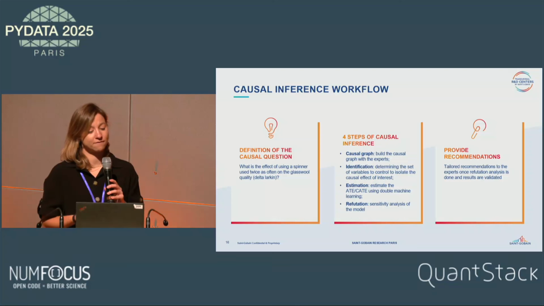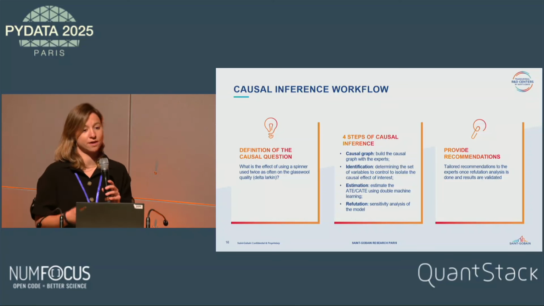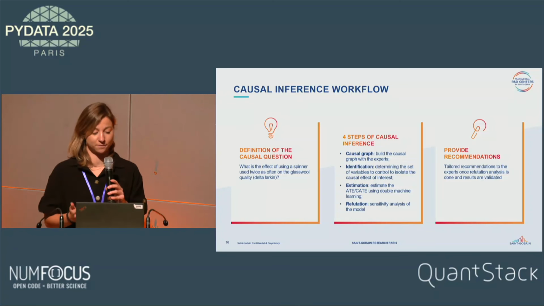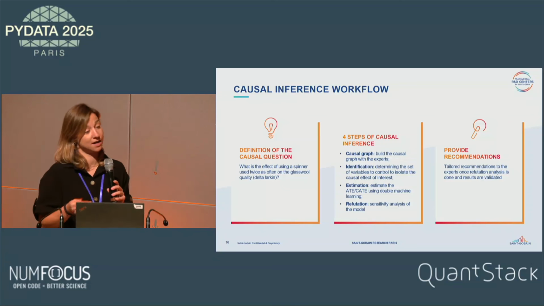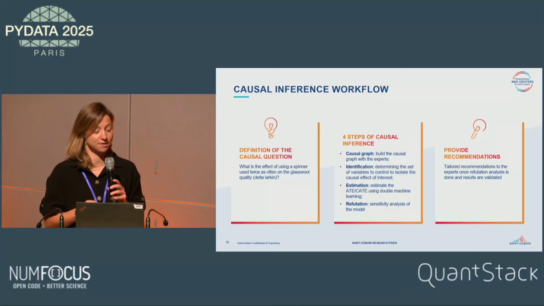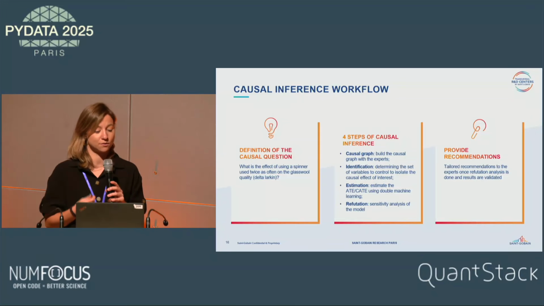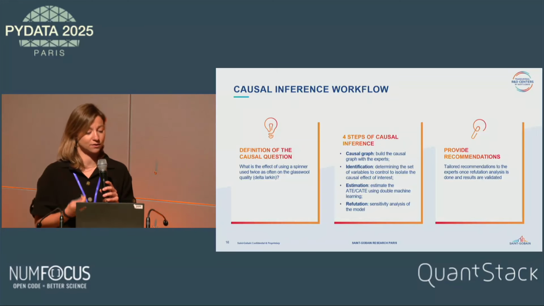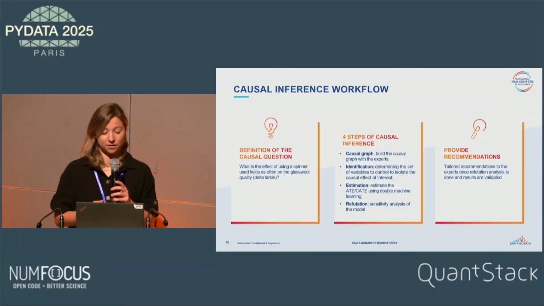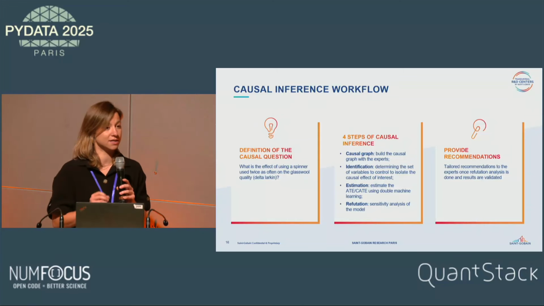So when we have a causal inference workflow, we have some main things we have to do. The first is that, unlike a machine learning model, in causal inference we answer a precise causal question. So when you want to do this type of study, you need to go to the expert. You need to understand what is the question they want to answer.